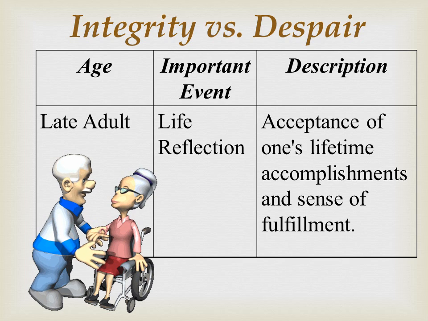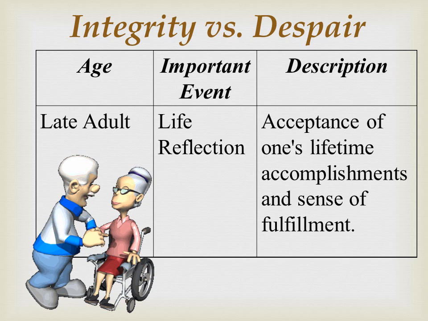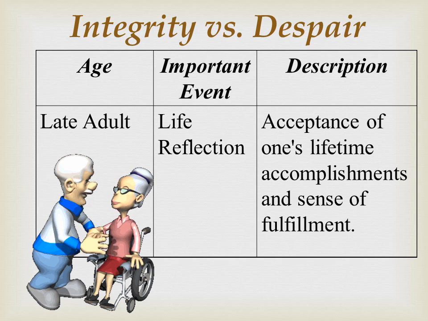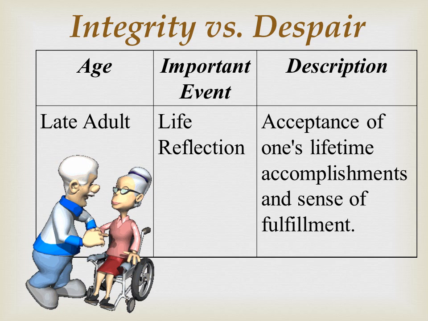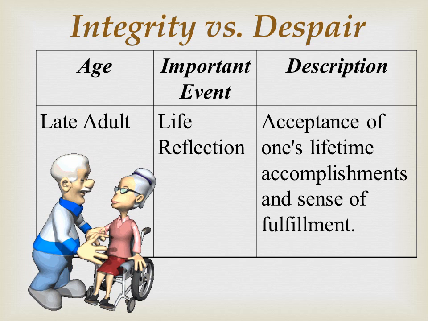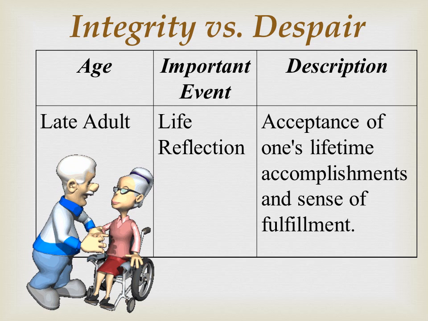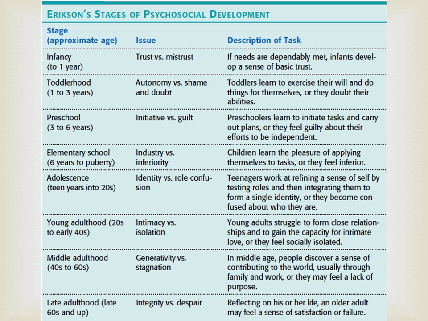And then you have the last stage, which is integrity versus despair. This is late adulthood. The important event is life reflection. You're accepting your life accomplishments and feeling a sense of fulfillment, or do you feel that despair that you didn't do enough? Okay, so you really need to know Erikson's stages of development. Make sure you have the years that are broken down, the names of the different stages, and the different tasks that could be occurring at this time.